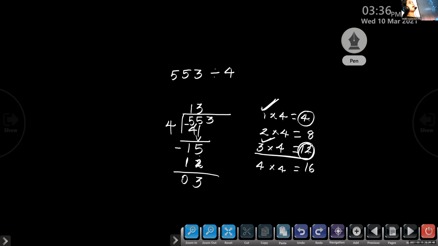Keep in mind, you have to subtract. After that only you can bring down. So bring down. Now it is 33 divided by 4. 33 is greater than 4, so you can divide 33 by 4. Continue the table and find out the quotient.